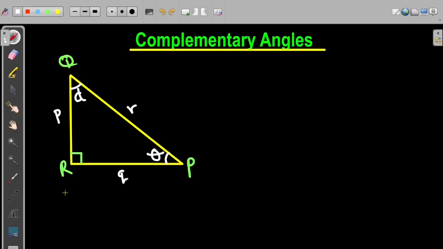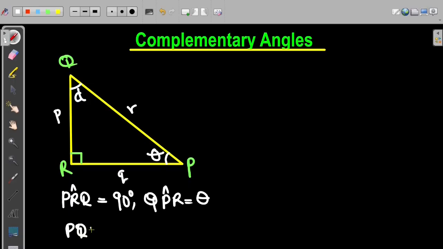So from the figure, you will observe that angle PQR is equal to 90 degrees, and also I have that angle QPR is equal to theta, and also we have that angle PRQ is equal to alpha.